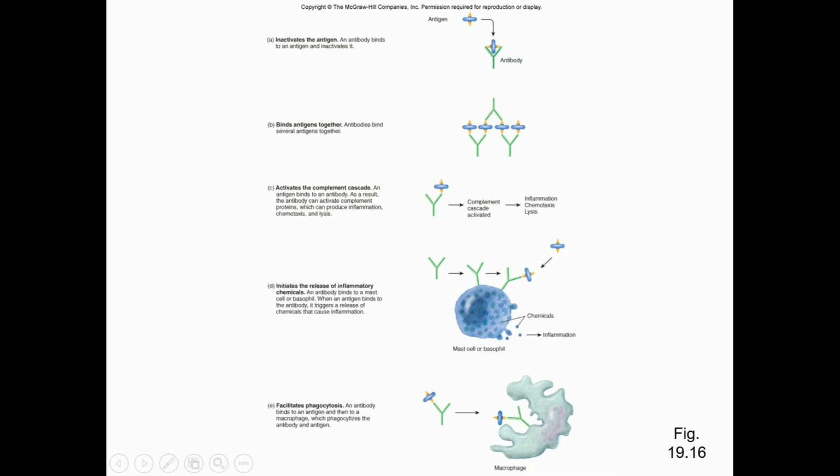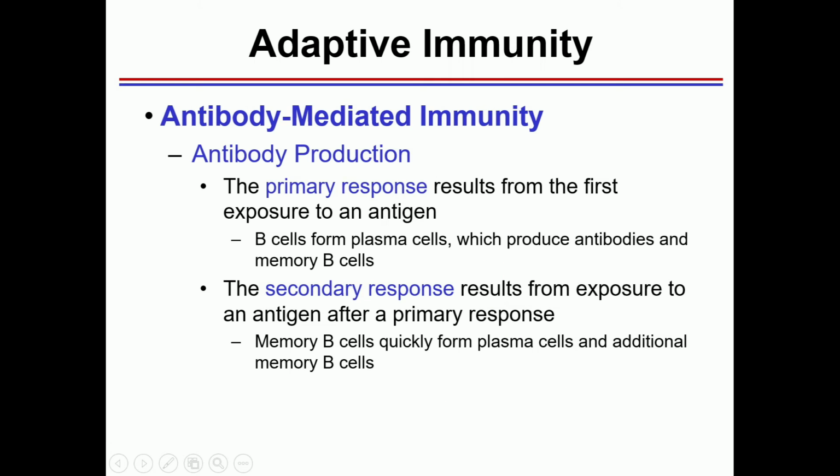D. Initiates the release of inflammatory chemicals. An antibody binds the mast cell or basophil. When an antigen binds the antibody, it triggers the release of chemicals that cause inflammation. And last, we have E. Facilitates phagocytosis. An antibody binds to an antigen and then to a macrophage, which phagocytizes the antibody and antigen.